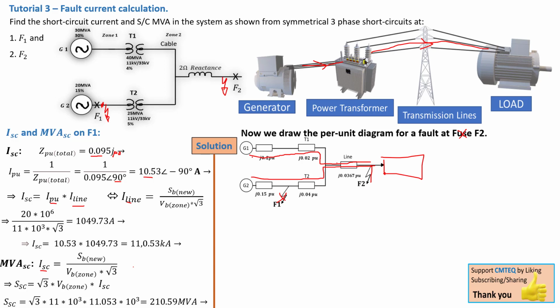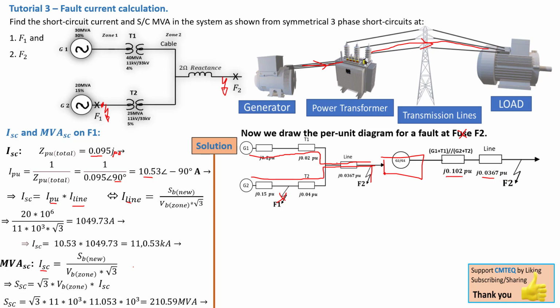So you need to reduce this circuit. What will happen here? G1 and T1 are now in series. G2 and T2 are also in series, and they are together in parallel. Reducing that, you find the following value: j0.102 per unit. And remember, the line is equal to j0.0367 per unit that we calculated on the previous tutorial.